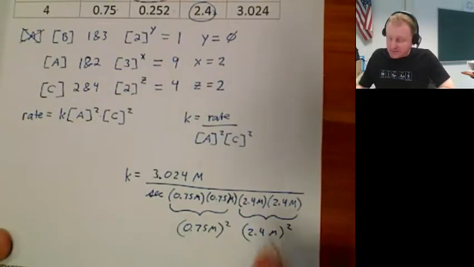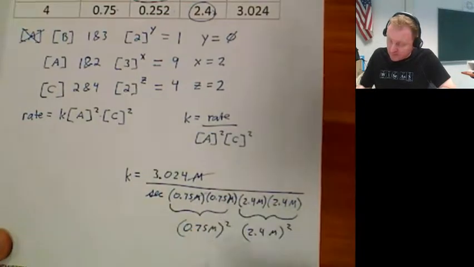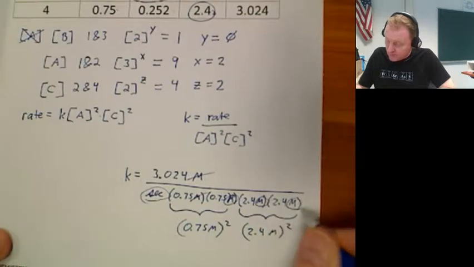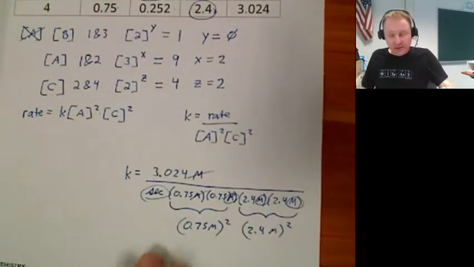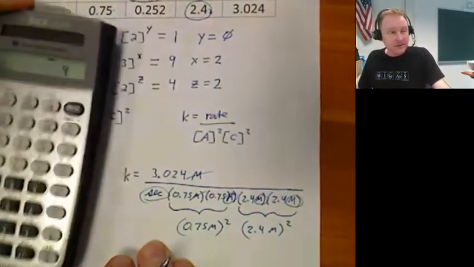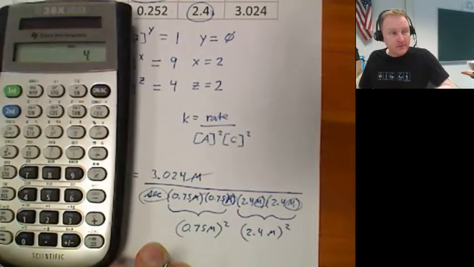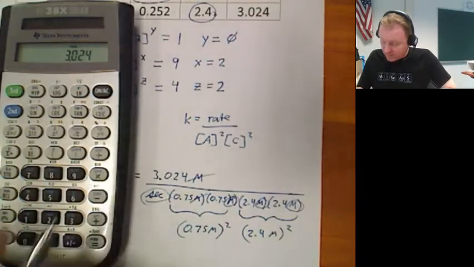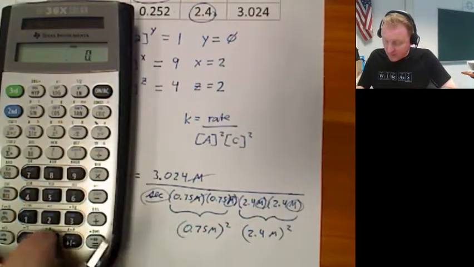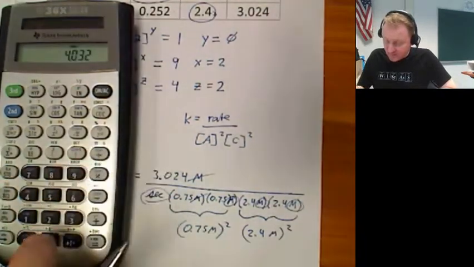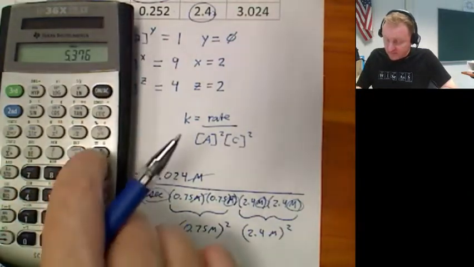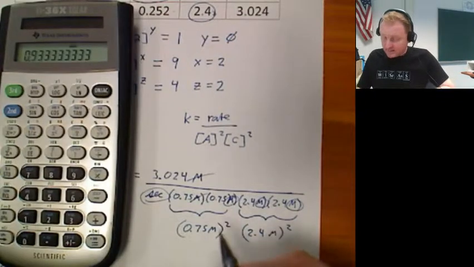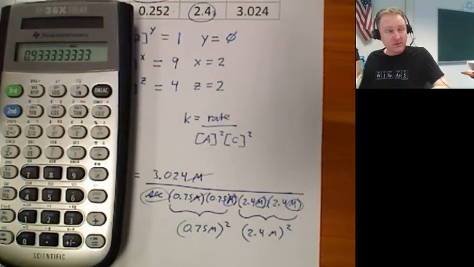I'm just putting it out there so we can see the units canceling, and I can clearly see that I have a second and 3 molarity. And I'm not going to be fancy with my calculator. I'm just going to type it in real simple, safe. So I'm just going to say 3.024 divided by 0.75 divided by 0.75 divided by 2.4 divided by 2.4, and I get this number here, 0.933.